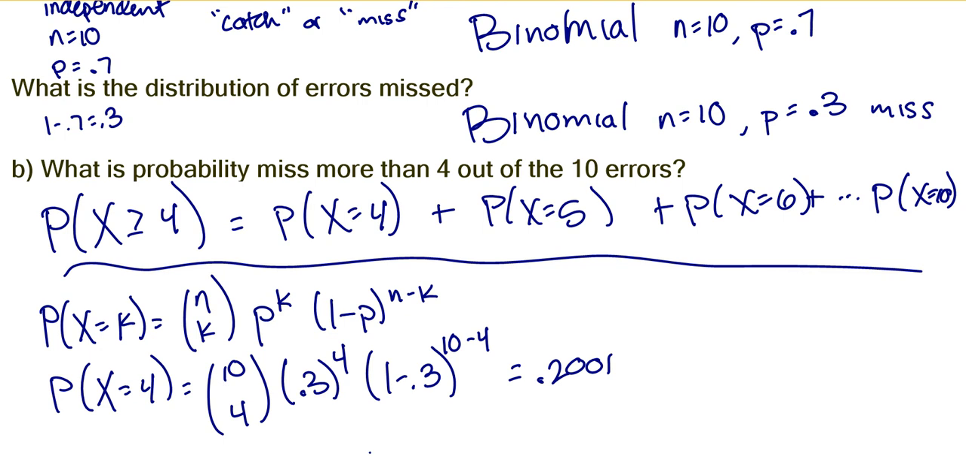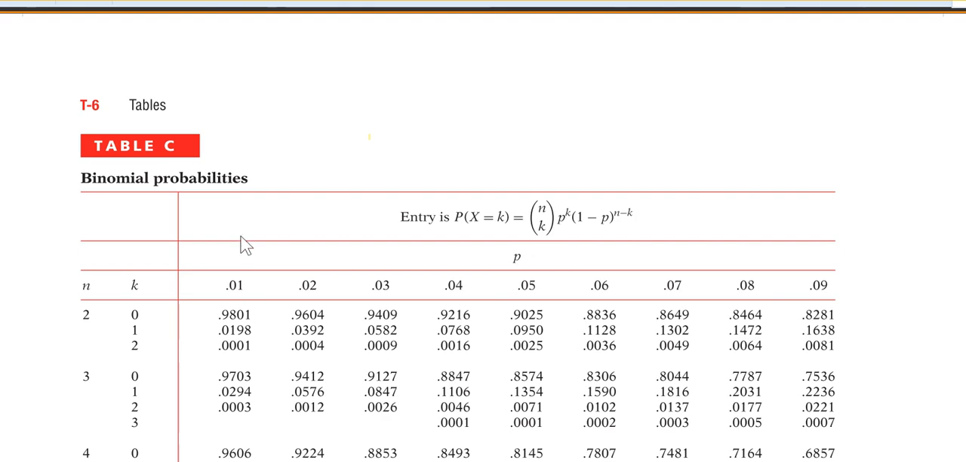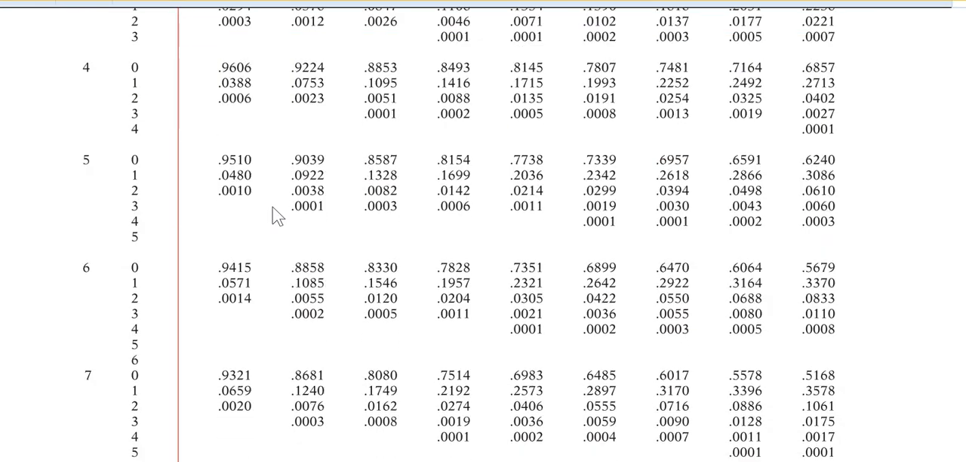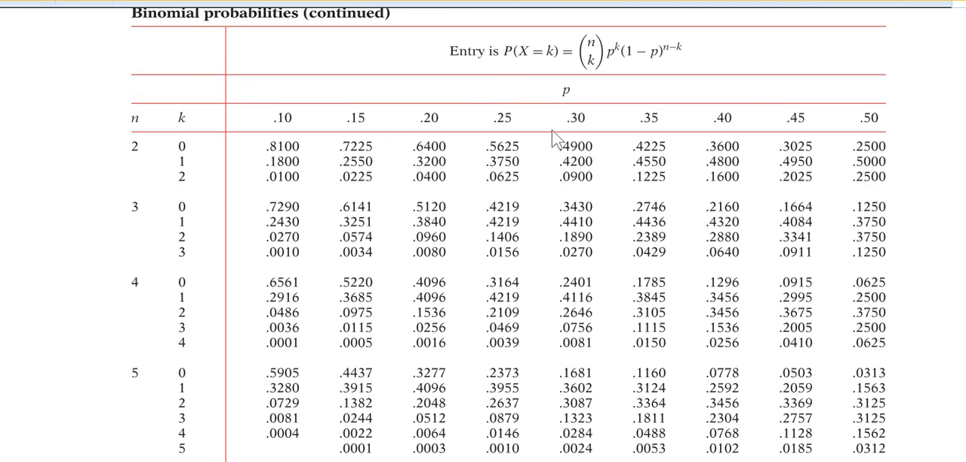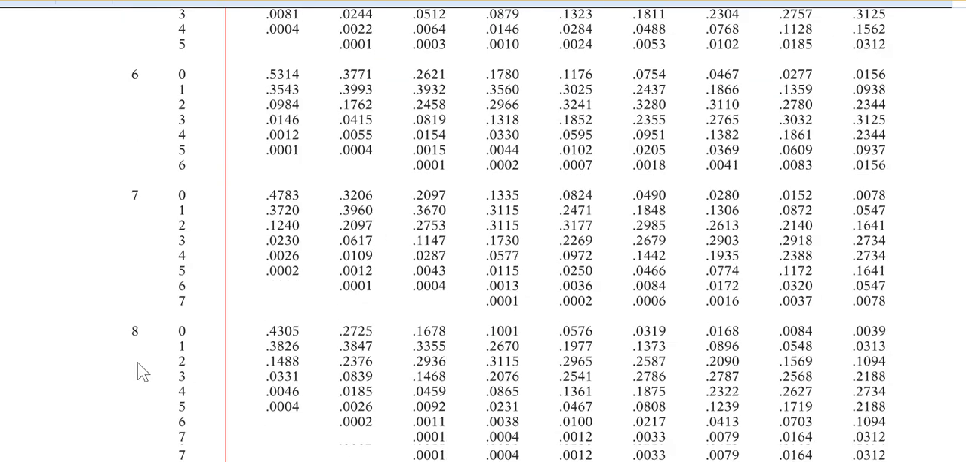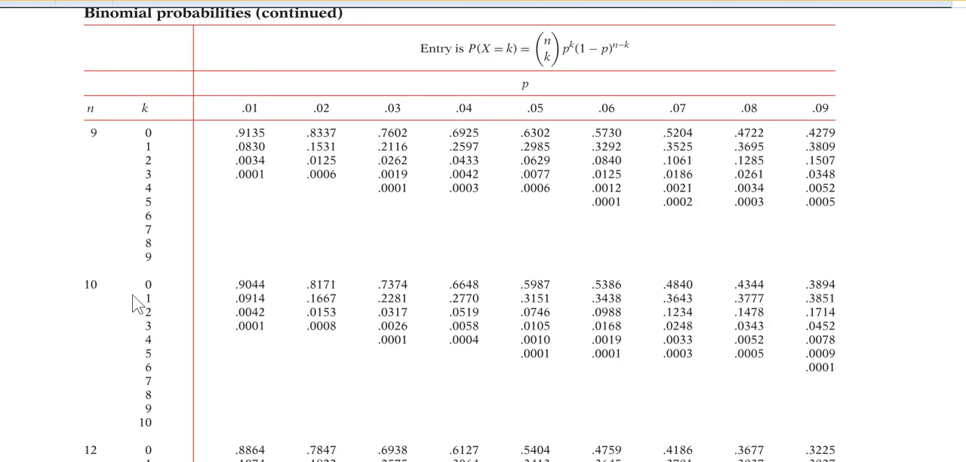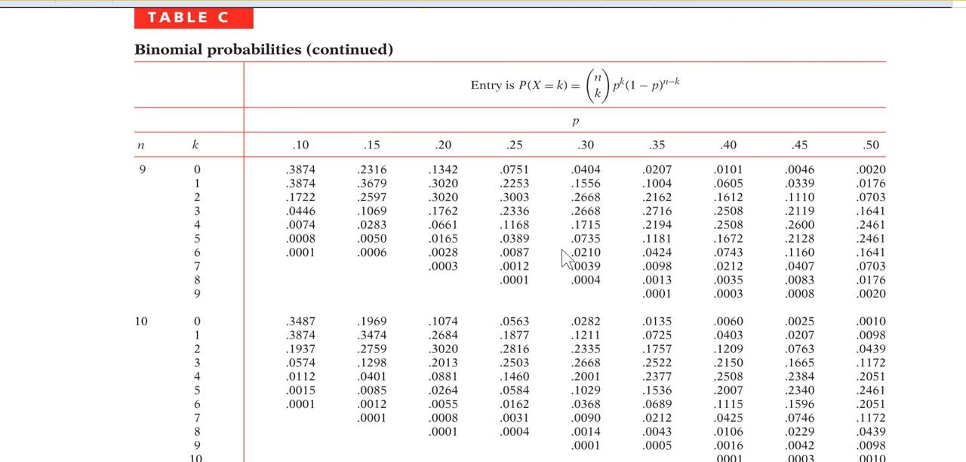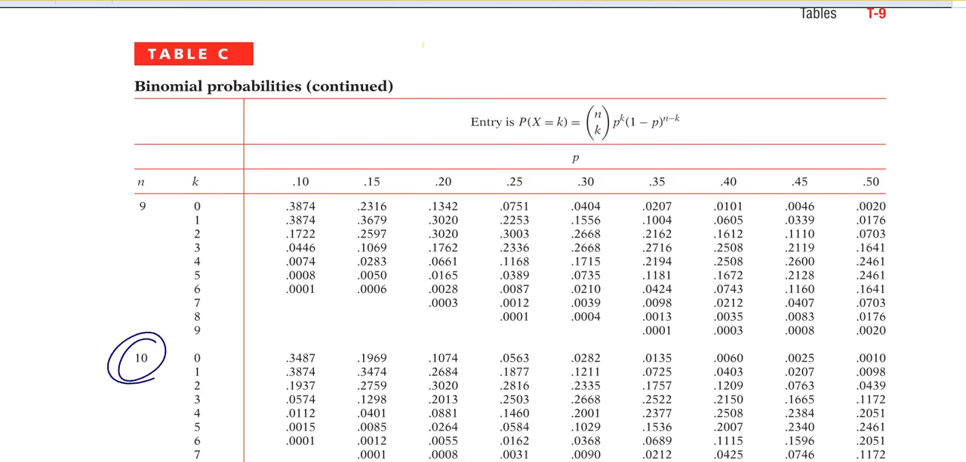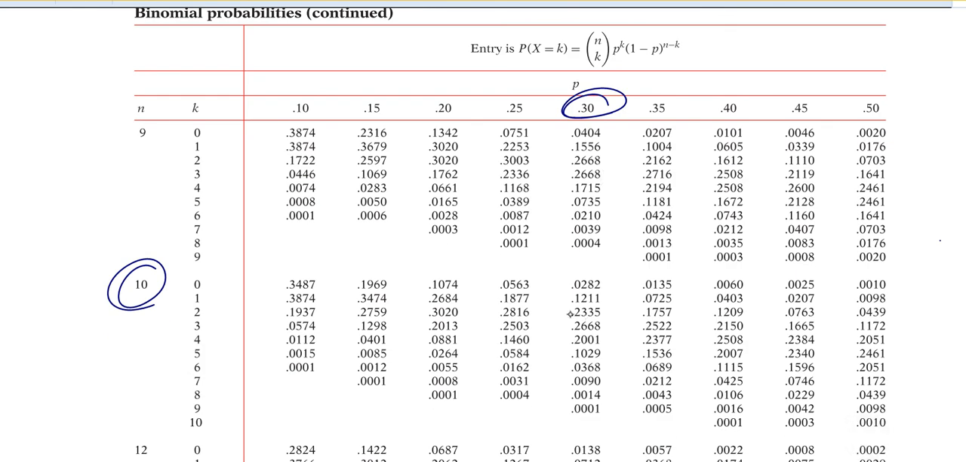Now I'm going to show you how to use the table. So you go to your table. We're looking for something that has an n of 10 and a probability of 0.3. Notice this page has a probability of 0.3 and goes up to n equals 8, so let's keep looking. This has an n of 10, but my probabilities are too small, so keep looking. Okay, so this page has an n of 10. Here's my probability of 0.3. Okay, come down to the table. The probability that x equals 4 is 0.2001.